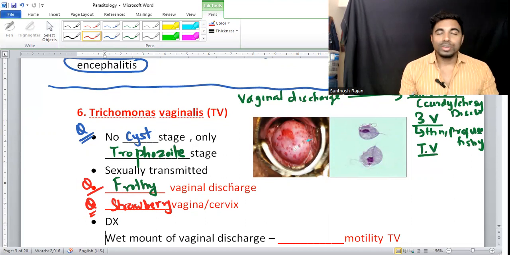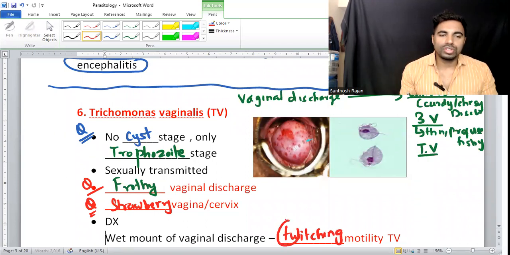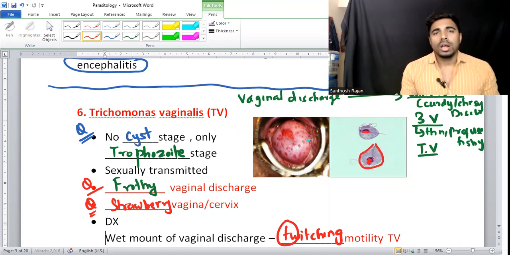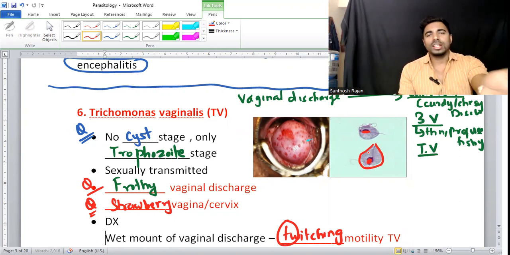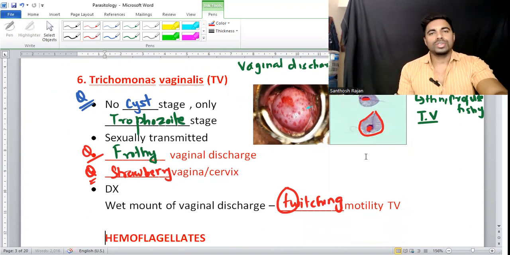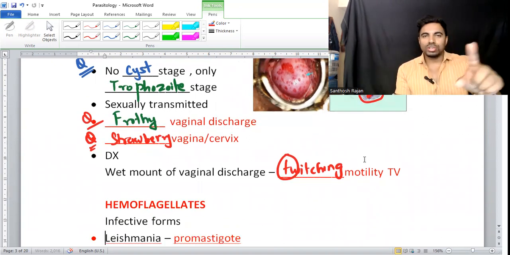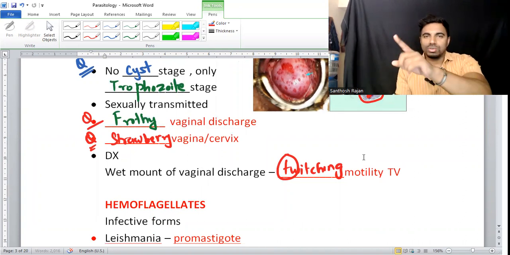And one more thing: if you remember the motility, T for twitching. Trichomonas will twitch. There should be no confusion in this. It almost looks like Giardia, but the only problem is it has a single nucleus. Plus, Giardia is in the intestine, Trichomonas vaginalis is in the vagina. If they give this picture and say this lady has this discharge and on wet mount you see this type of trophozoite, then it is Trichomonas vaginalis. Treatment is metronidazole. Metro means metro is coming, get out of the way: G-E-T. T is for Trichomonas vaginalis.